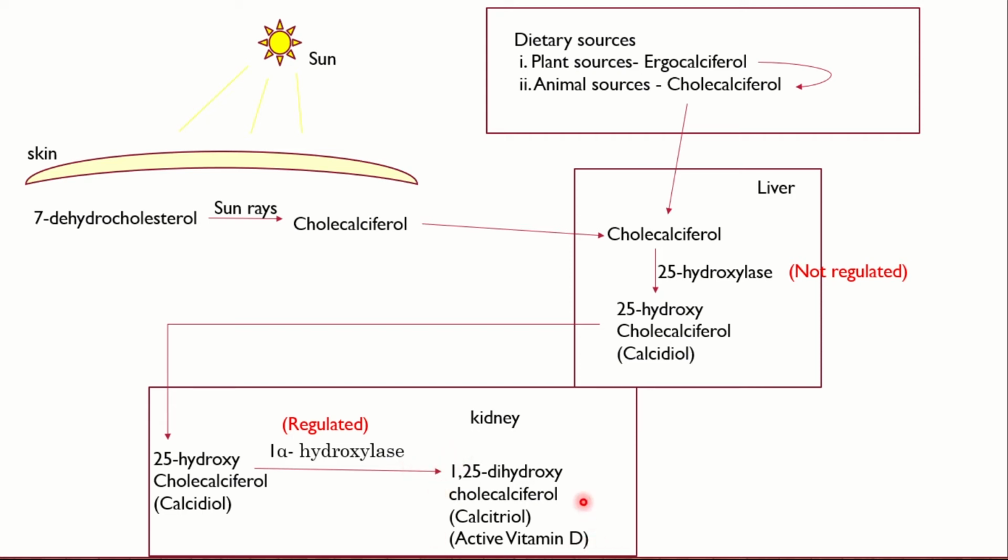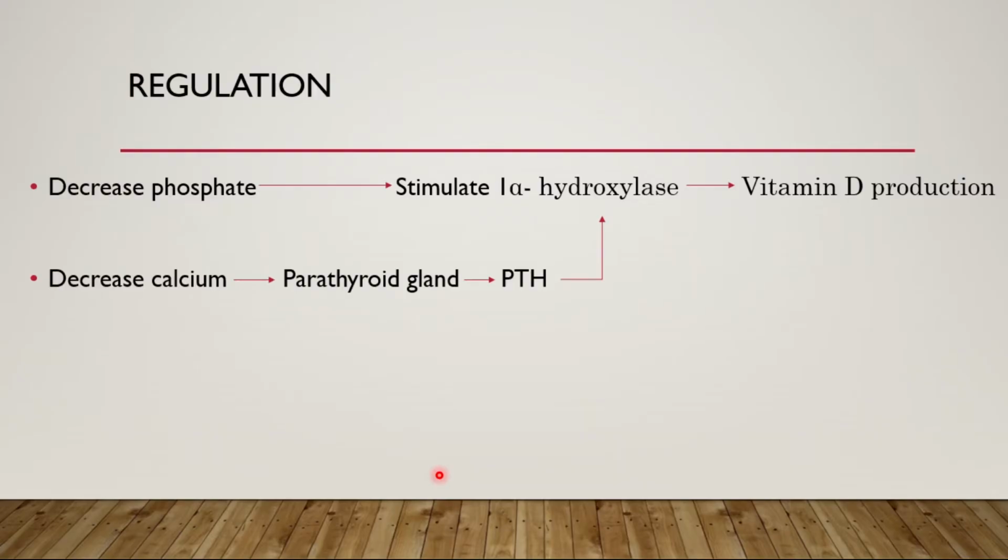So how is this enzyme regulated? Now when there is a decrease in the phosphate or a decrease in the calcium level, first we're going to look at the decrease in the phosphate level. A decrease in phosphate will directly stimulate the 1-alpha-hydroxylase enzyme. This enzyme is present in the proximal convoluted tubule of the nephron. So this enzyme is stimulated directly by a decrease in phosphate level, and as it is stimulated, it will produce vitamin D.